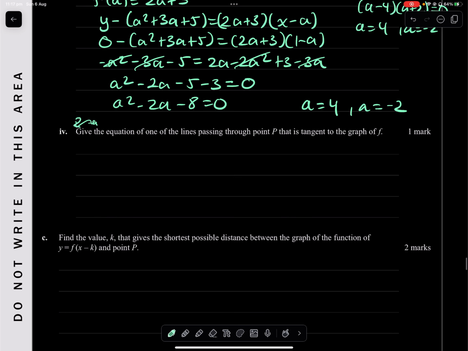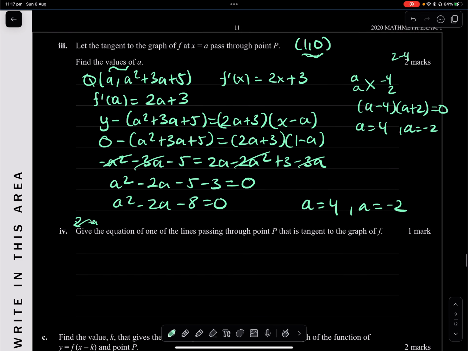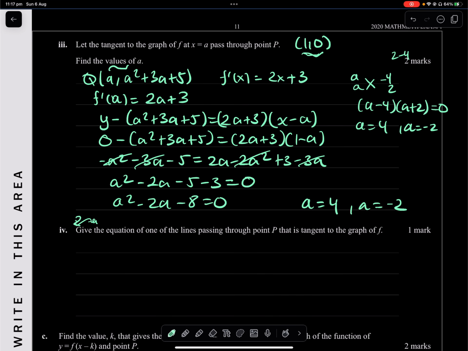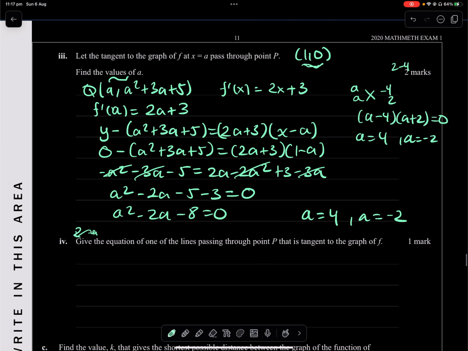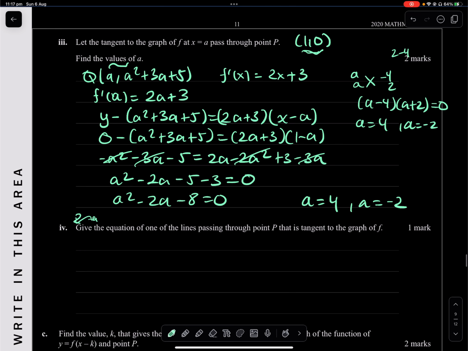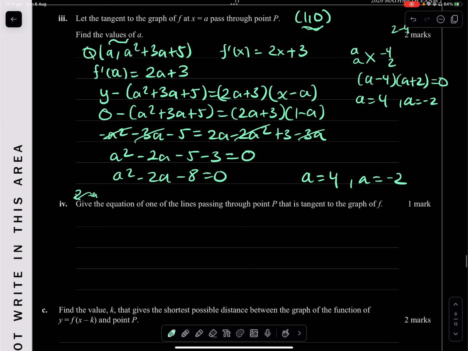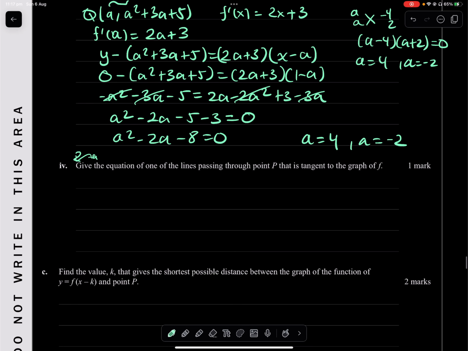Give the equation of one of the lines passing through the point P that is the tangent to the graph of f. Okay, just sub in one of those values of a, 4 or negative 2. We already know the equation of the line is y minus a squared plus 3a plus 5. Let's do the easiest one, which is negative 2.